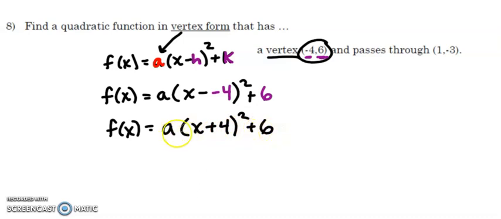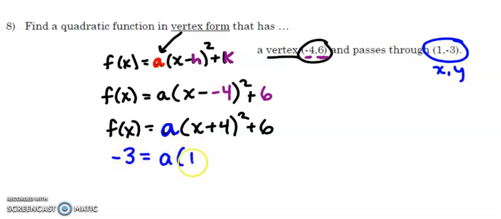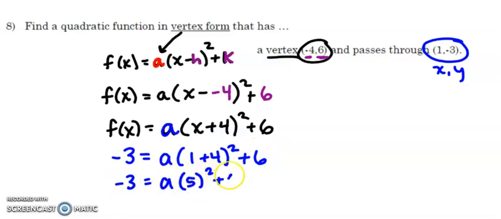But then the last thing I need to figure out is, if I'm going to force myself to fit through the point (1, negative 3), I need to find a vertical stretch that's going to allow me to do that. So (1, negative 3) is an x, y coordinate point, which means that when y is negative 3, it's because x was 1. So I'm going to fill in my x and my y. Negative 3 then is equal to, be really careful with your order of operations here, 25a plus 6.